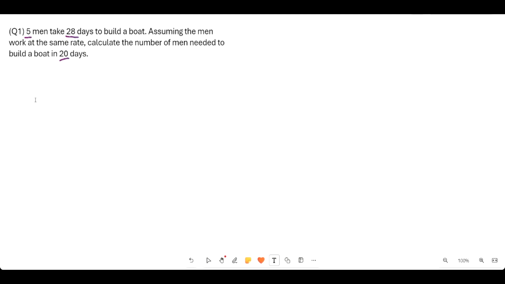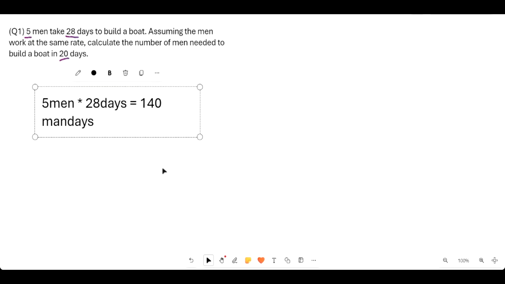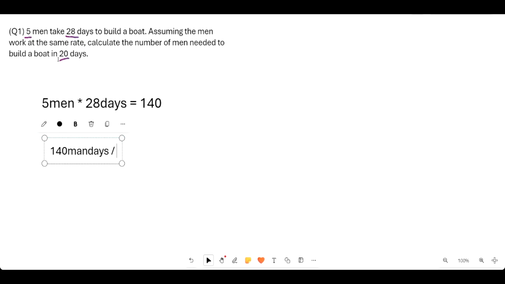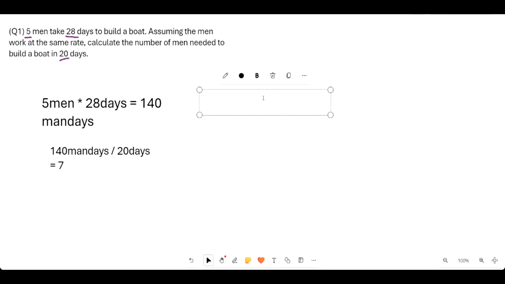So let's take 5 men times 28 days. We will get 140 man days. Let's just call it man days. So with this 140 man days, we divide the answer by 20 since we want to see how we can get the boat in 20 days. So 140 divided by 20, our answer will be 7. So for question 1, our answer is 7 men to build a boat in 20 days.